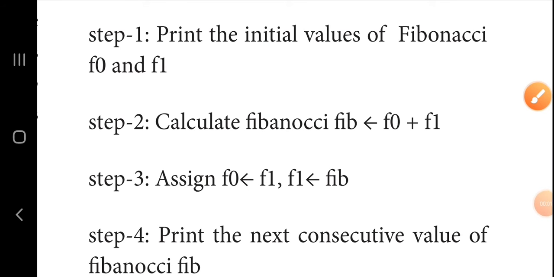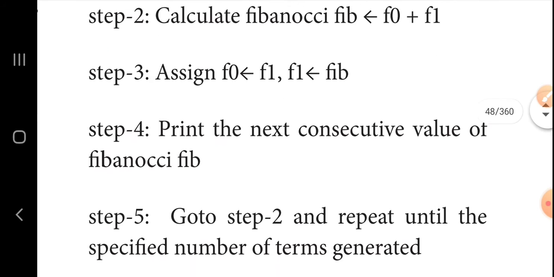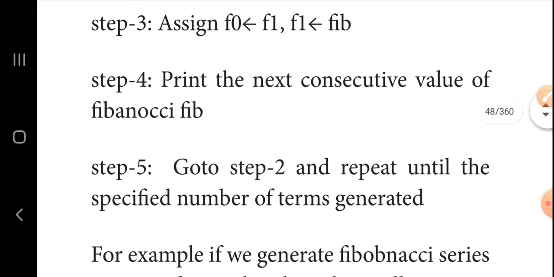Step 3, we just interchange the values, that is assign F0 equal to F1 and then F1 equal to Fib. Okay, so here the arrow symbol is used for the assignment statement. We assign the value of F1 to F0 and Fib to F1. Okay, so print the next consecutive value of Fibonacci, Fib. So here we are going to find the next values of the Fibonacci series. So go to step 2 and repeat until the specified number of terms is generated.